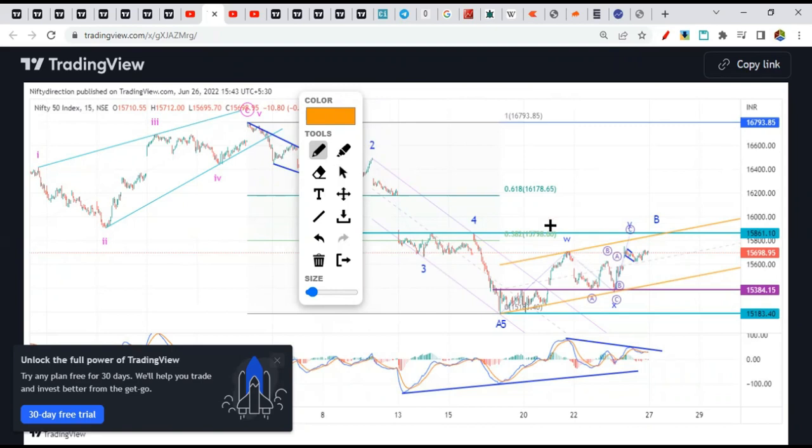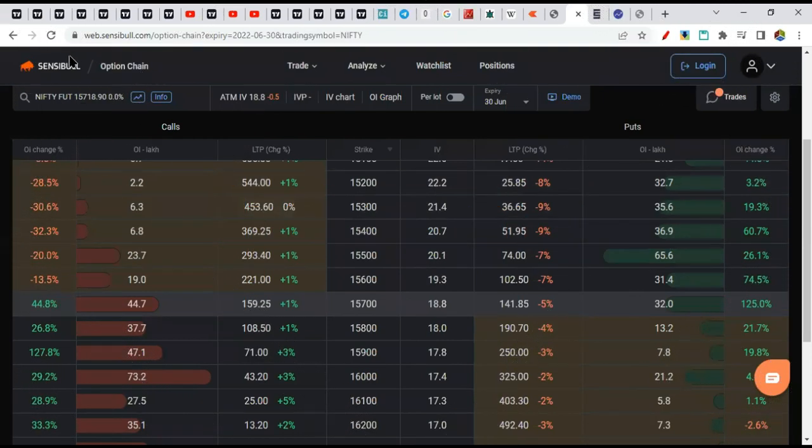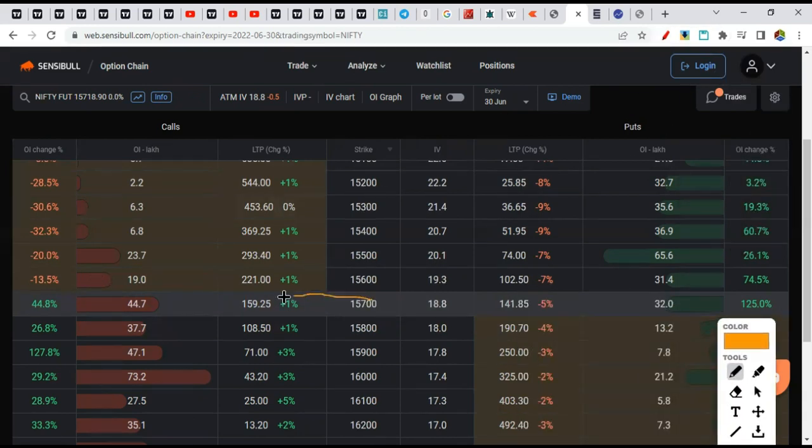Next part is option chain. So let's check the option chain. So here we have opened Sensible. This is the option chain. Here we are doing the open interest analysis. And last time we said that 15,700 would be the major resistance. And on call side, you see the highest number here on 15,700.